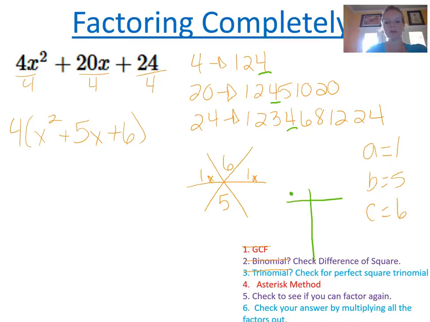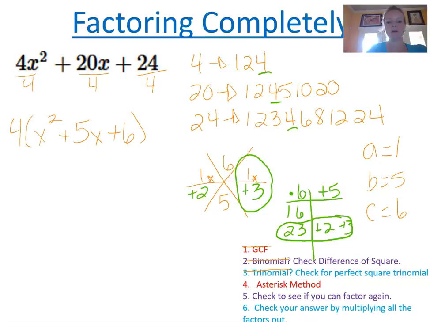So what multiplies to get to a positive 6? So a 1 and a 6, and a 2 and a 3, but adds together to get to a positive 5. Well, the only ones that would work would be a 2 and a 3, and it would have to be a positive 2 and a positive 3 to get to a positive 5. So I know that we have a positive 2 and a positive 3. Here are my factors.